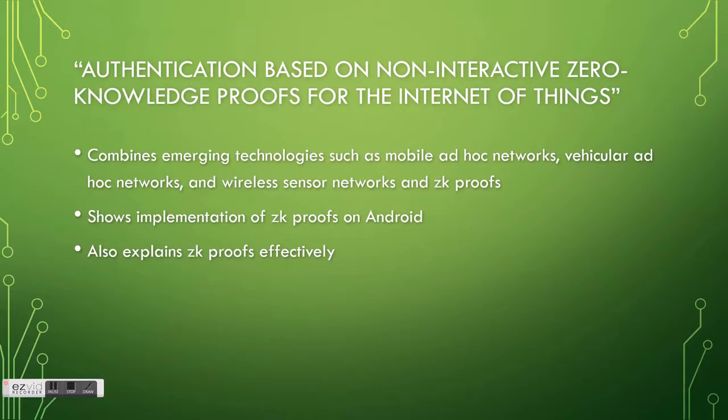The second journal, Authentication Based on Non-Interactive Zero-Knowledge Proofs for the Internet of Things, combined two emerging technologies and gave in-depth examples of them. This journal talked about mobile ad hoc networks, vehicular ad hoc networks, and sensor networks involving zero-knowledge proof authentication, and the problem that can arise with key management. It also showed Android's current implementation of zero-knowledge proof authentication.